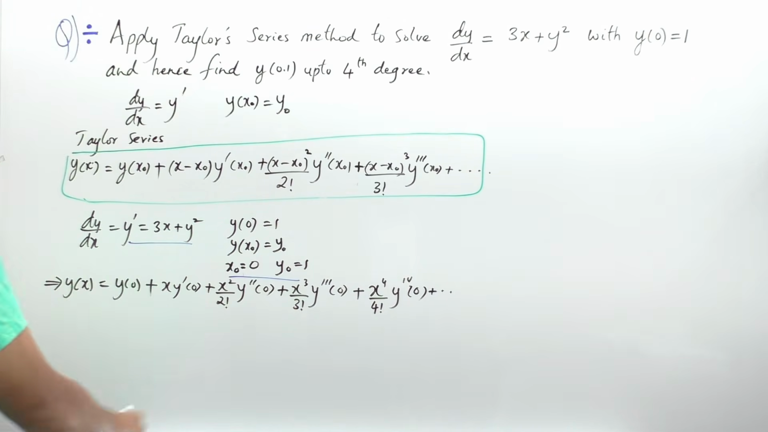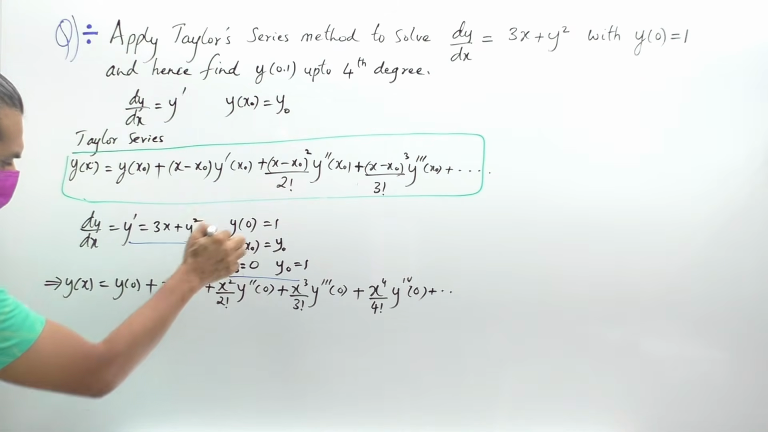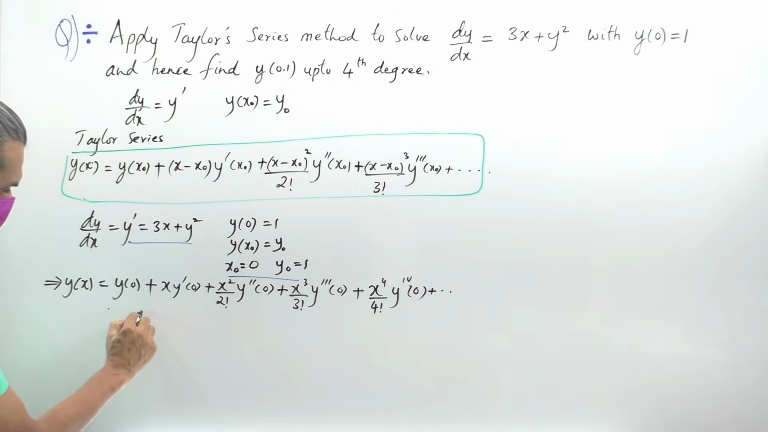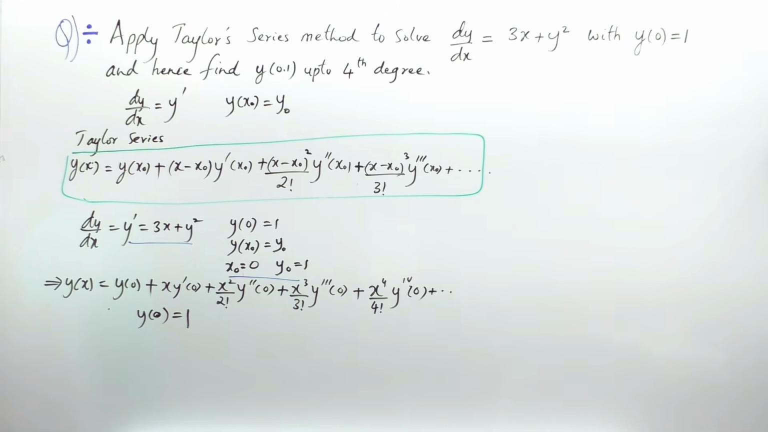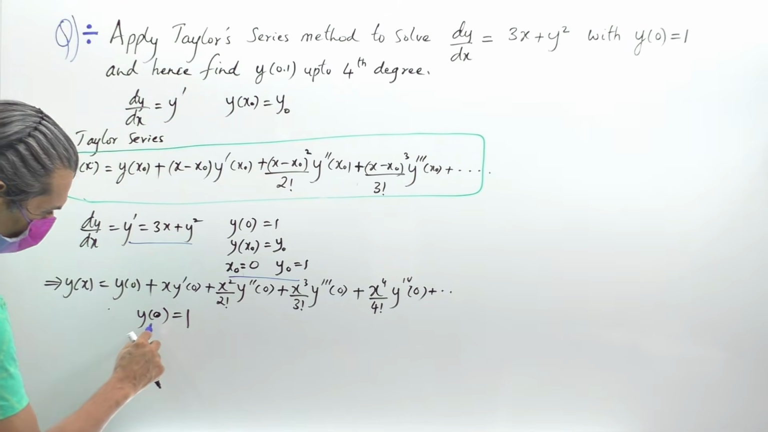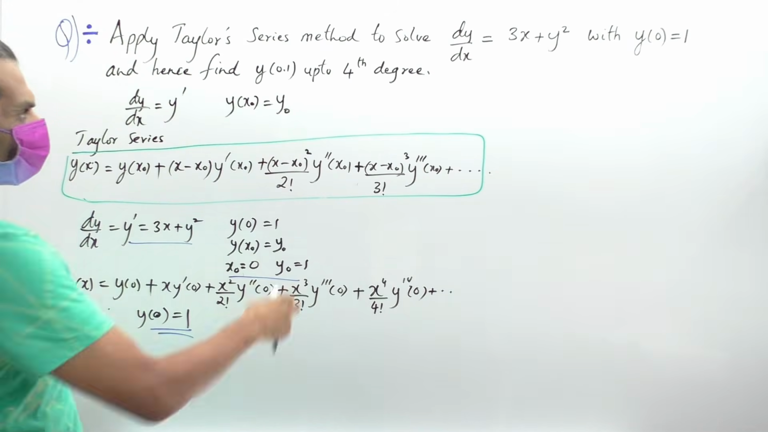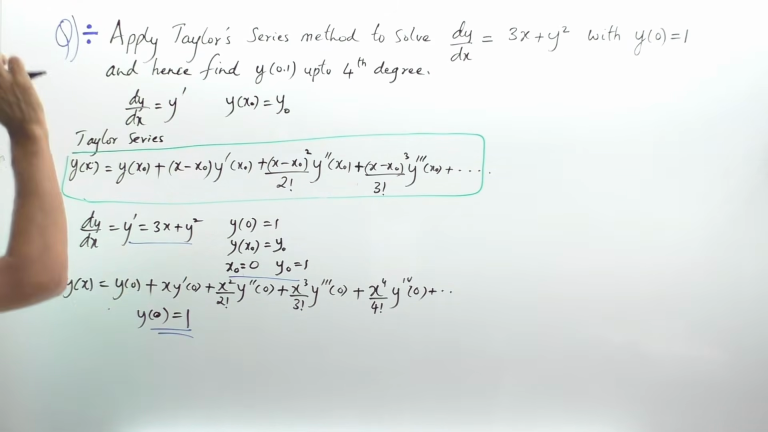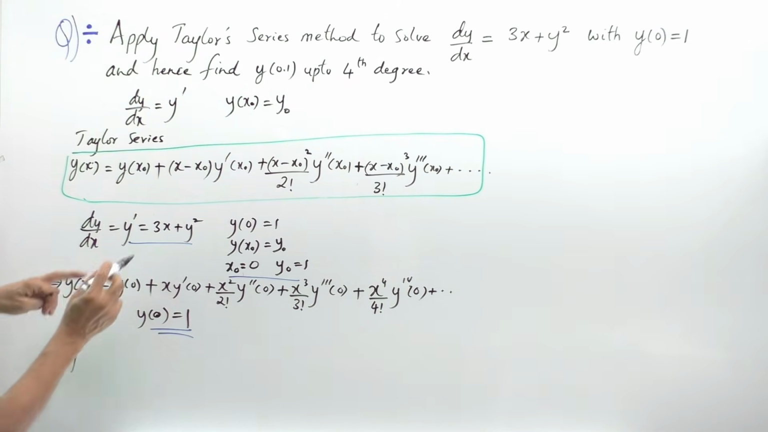As simple as that. Now how to do it? The first value will always be given, because y of 0 equals 1, right? We have the first value here. It will always be given in a Taylor series problem. The first initial value is taken as this value, y of 0 is 1. Next, what is y dash? Y dash is what?